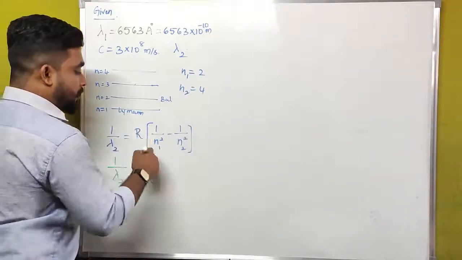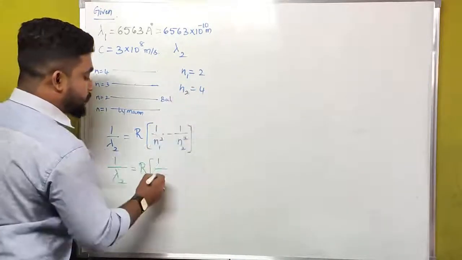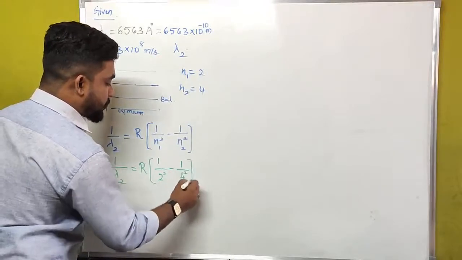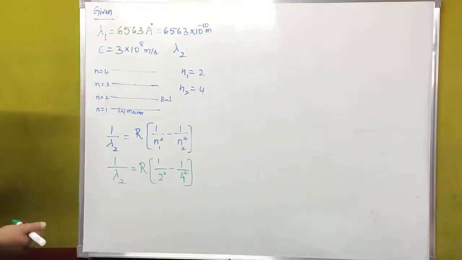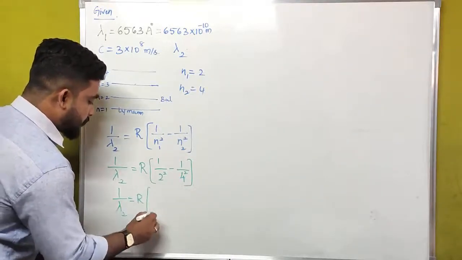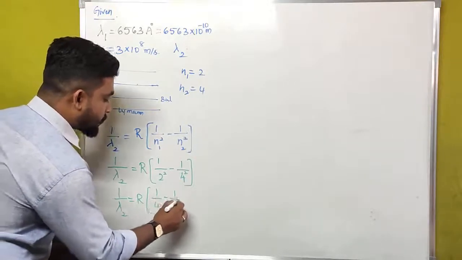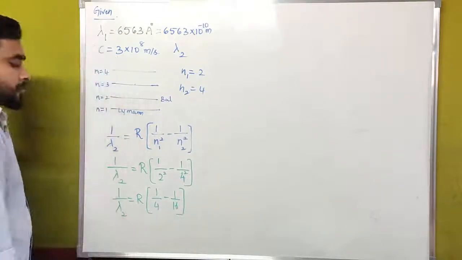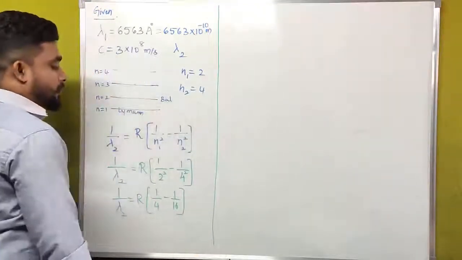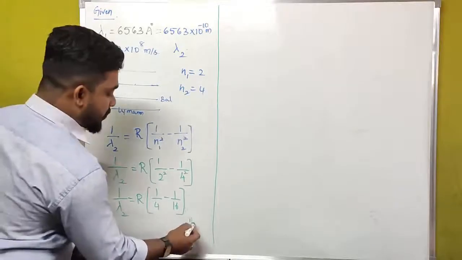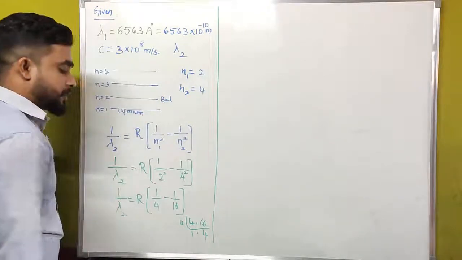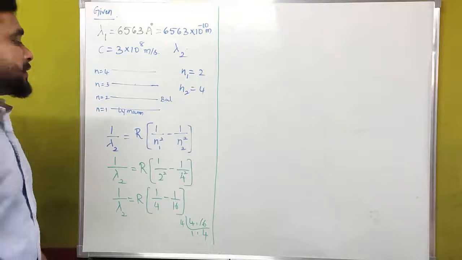I am going to substitute the value of R in the last term. 1 divided by n1 square, what is the value of n1 here? That is 2. So 1 divided by 2 square minus 1 divided by 4 square, n2 is equal to 4 for our assumption. Now, what is the value of 1 divided by lambda 2? That is 1 divided by 4 minus 1 divided by 16. If we take the LCM of these two things, what is the LCM of 16 and 4? 4 ones are 4, 4 fours are 16. 16 is our LCM.